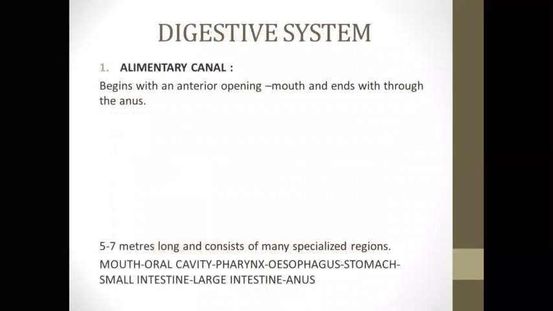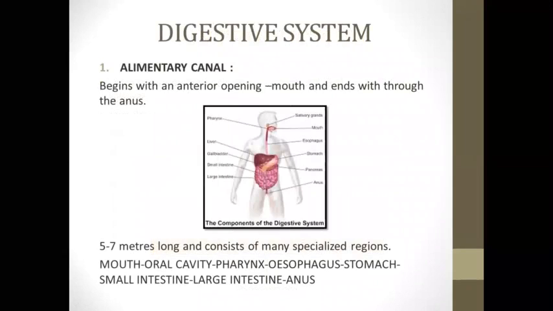So when we talk about the digestive system, we actually start off with the alimentary canal. We take food through the mouth. The mouth is the first part of the digestive system, and the ending is through the anus. This picture is showing a very clear idea of what a digestive system is. And this system is 5 to 7 meters long, and it consists of many specialized regions.